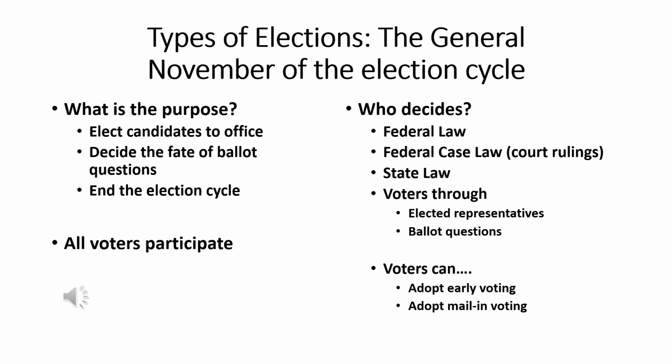So what is the purpose then of the general election? It's to elect candidates to office. We decide who's going to be the elected official. Decide the fate of ballot questions. Will they pass or will they not? And it ends the election cycle. So once we get through the general election and the election results are announced, that election cycle ends.